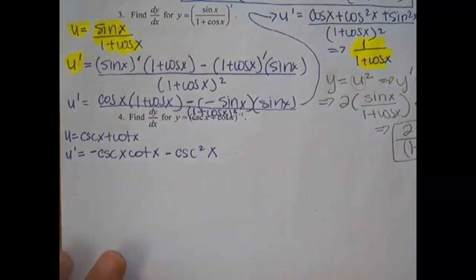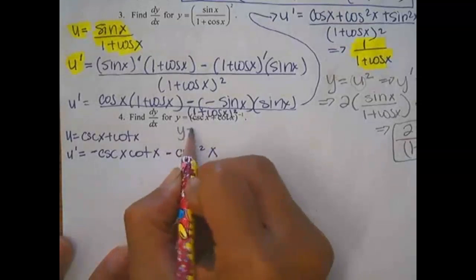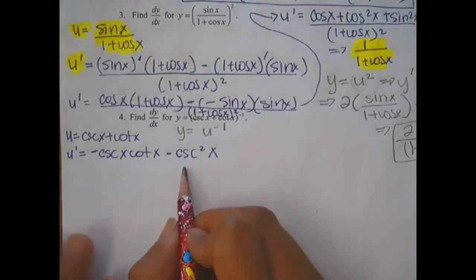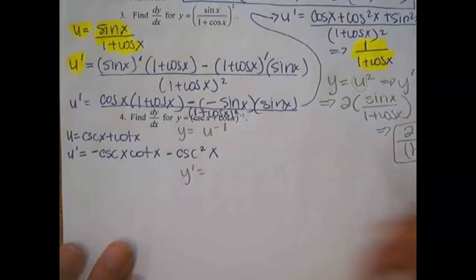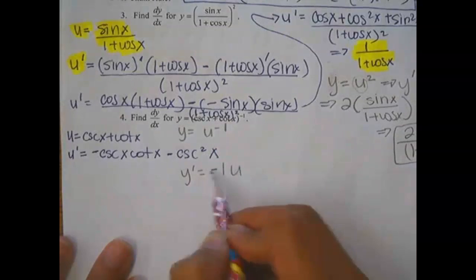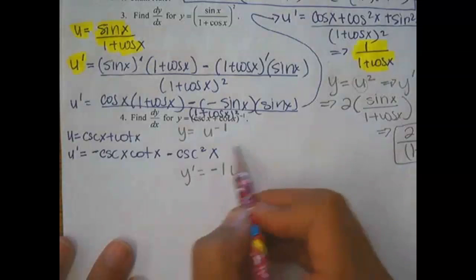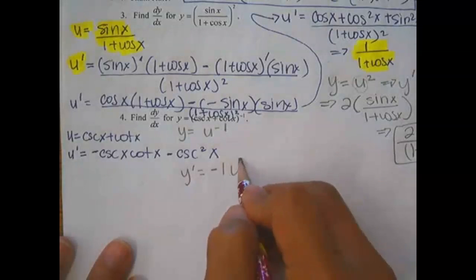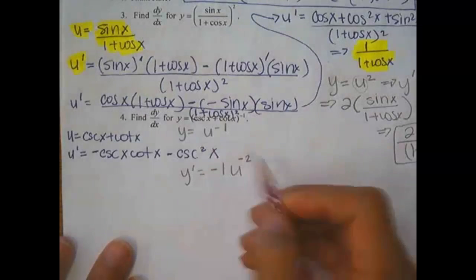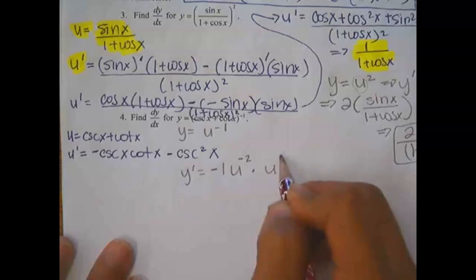So instead of y equals that, y equals u to the -1. Then let's take the derivative. I'm going to do it right here. y prime equals, the derivative is just going to bring down your power. Then you have -1u, then you have to subtract 1 from the power, so now I have -2. Then the inner component is u, so you have to multiply this by u prime.